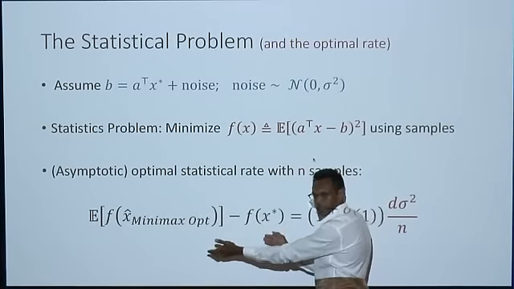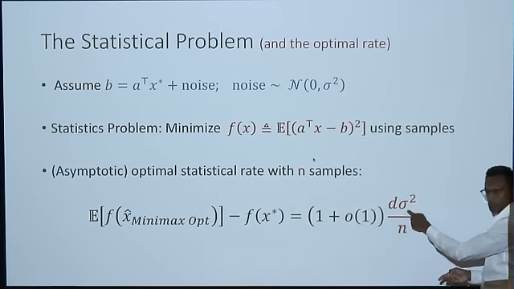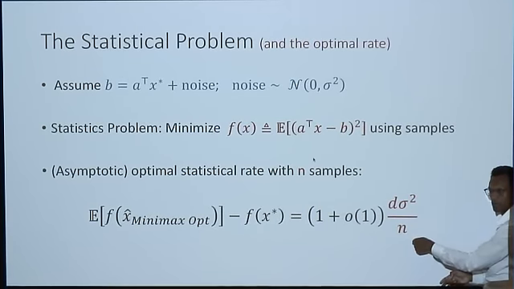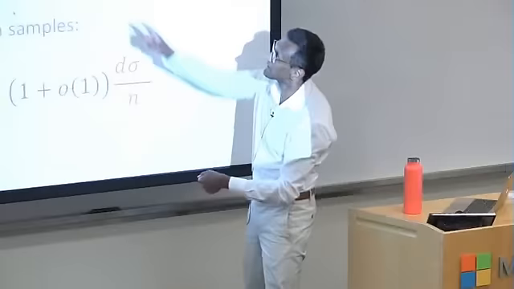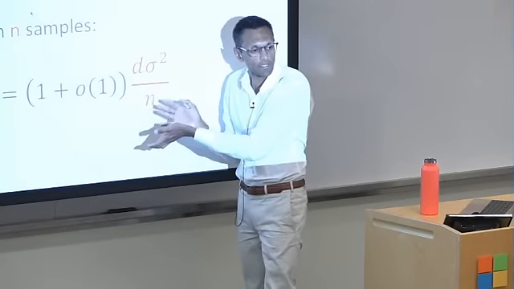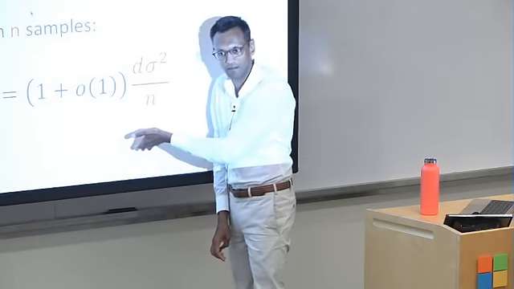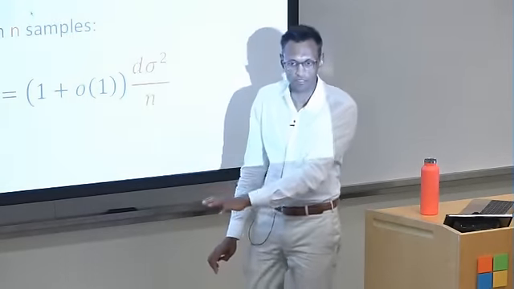With n samples, the best rate you could get for this problem is the dimension times the noise level of the problem divided by n. Sigma squared is that noise level. This really is the best. Like think about 1D, what does this say? In 1D it says the rate of convergence is the variance divided by n. So this is really the limit theorem, and there's nothing better you can do.